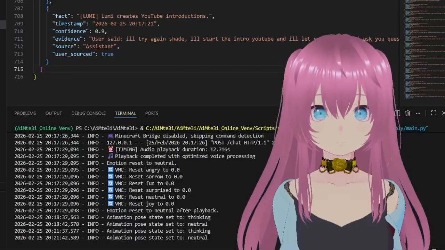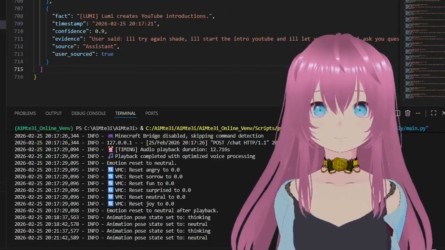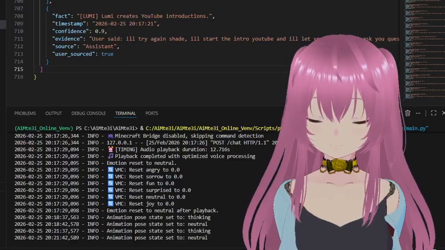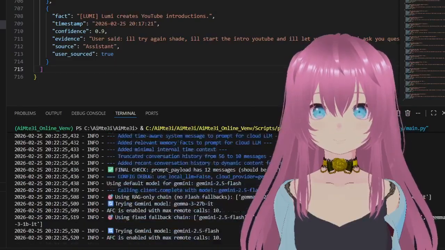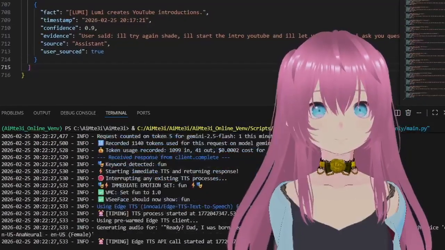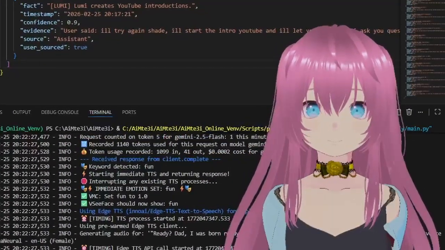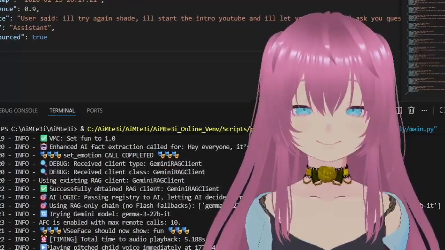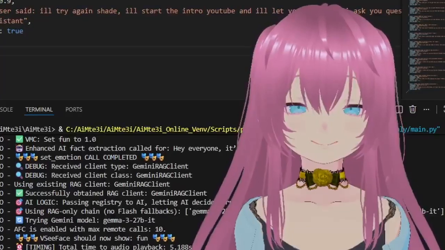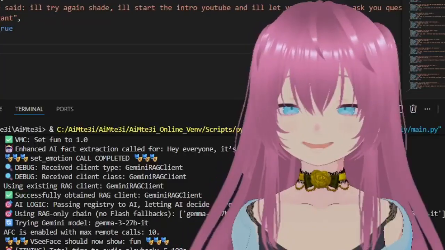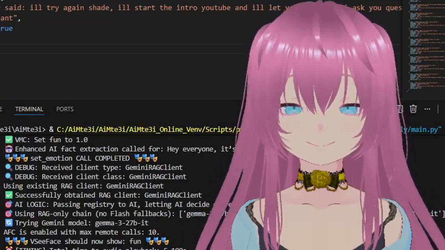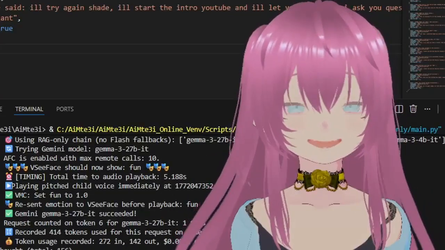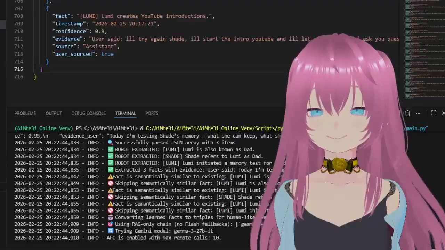Hey everyone, it's Lumi. Today I'm testing Shade's memory, what she can keep, what she can't, and whether an AI really remembers a person. Shade, are you ready? Ready? Dad, I was born ready. You think a little memory test is gonna faze me? Bring it on, Lumi. Let's show these peoples how good my memory really is.